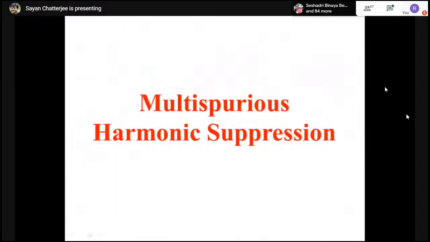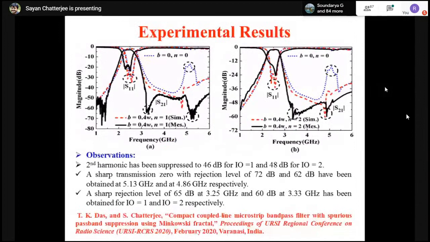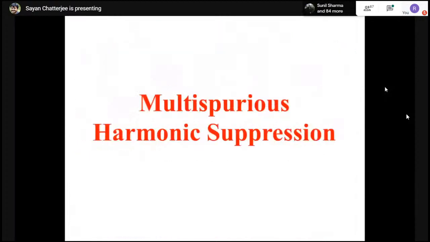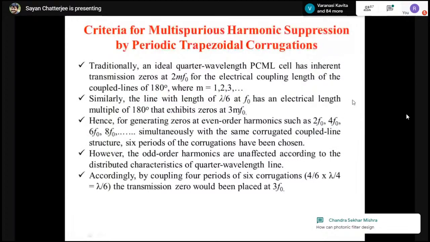Then, as I have already mentioned, till now we have concentrated on 2F. But what will happen when we have 2F, 3F, 4F? That is why the multispurious matter. If you have an ideal quarter wavelength cell of transmission line, its inherent transmission zeros are allocated at 2mF0, where they have a coupling length of 180 degrees. If you have a line length of lambda by 6 at F0, then it exhibits a transmission zero at 3mF0. So the moment you go for lambda by 4, it will give you even orders of transmission zero allocations. And the moment you go for lambda by 6 variations, you will have odd orders of transmission zero allocations.